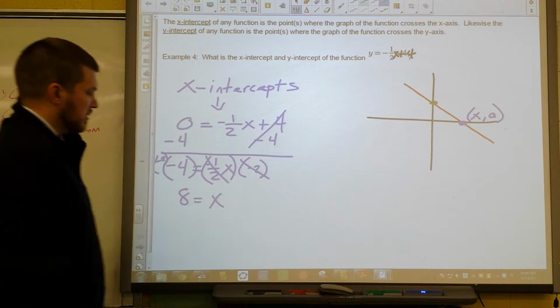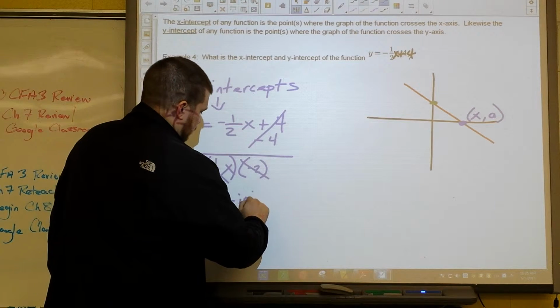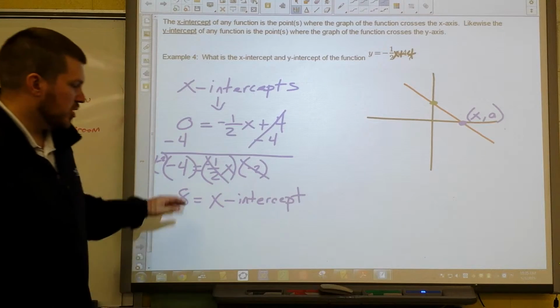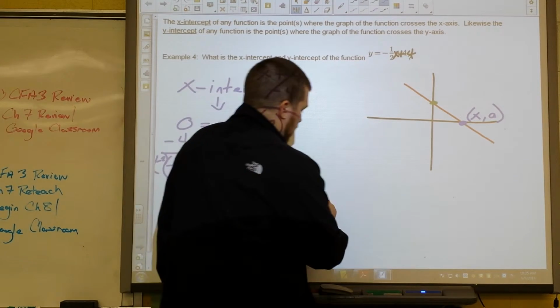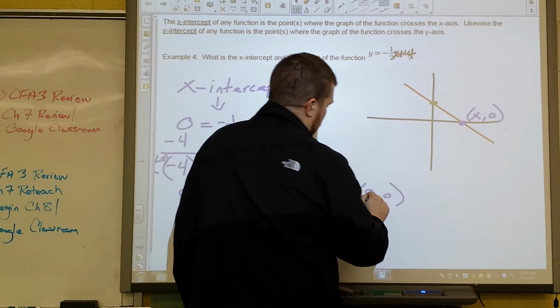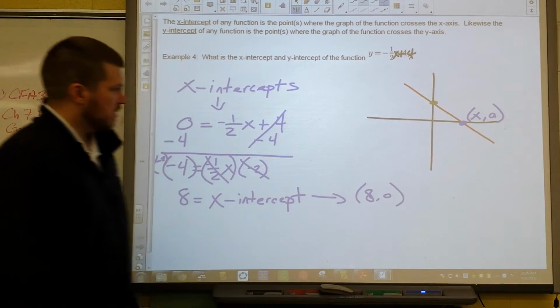Okay, so my x-intercept is 8. Now, you could write it this way, but most of the time, an x-intercept is a point on the graph, so it's going to be 8, 0. All right, so just keep that in mind.